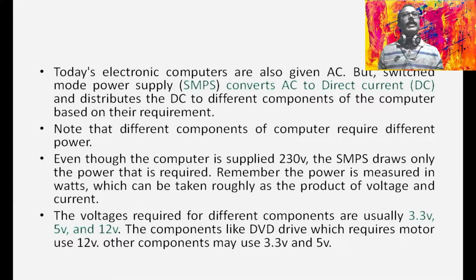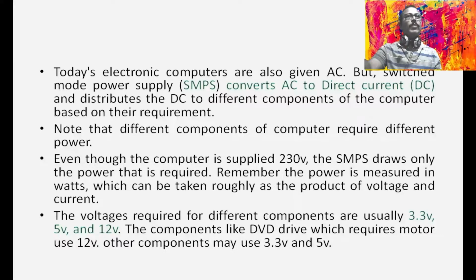But inside a computer, there is one device called SMPS, switched mode power supply. That switched mode power supply converts AC to DC. And after converting, another point is that different components of a computer require different voltage levels. Those voltage levels will be generated and then supplied to appropriate components of a computer.